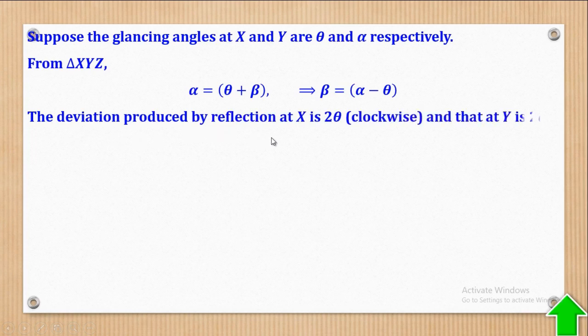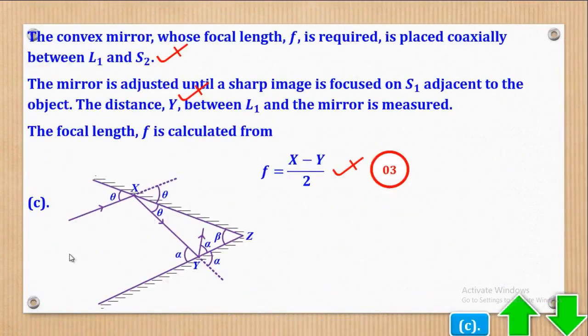The deviation produced by reflection at x is 2 theta clockwise, and that at y is 2 alpha anti-clockwise. So let's see that. At x, originally the ray was in this direction, so the deviation is from this original path to the new path, and I think we realize that it is clockwise, and the angle is 2 theta. But for this one, it was originally here, so it has deviated up to this, so I think we realize that it is anti-clockwise and the angle is 2 alpha. So that is what they meant.